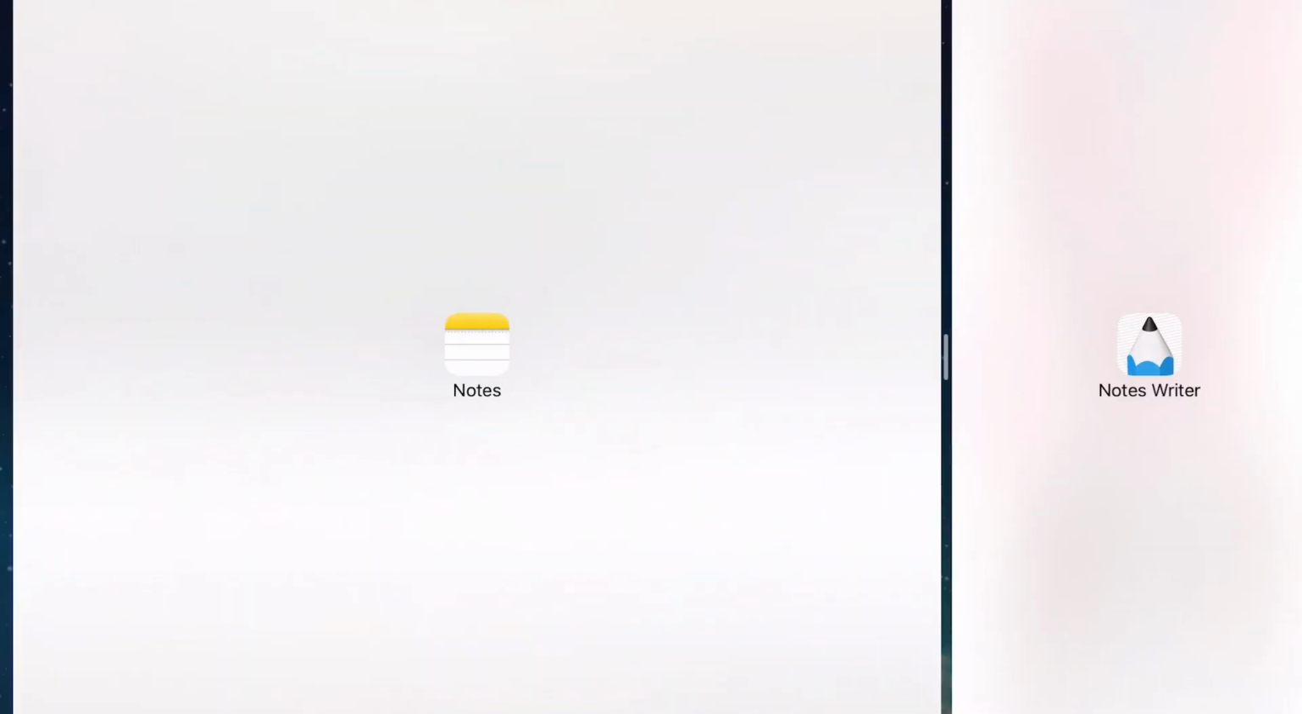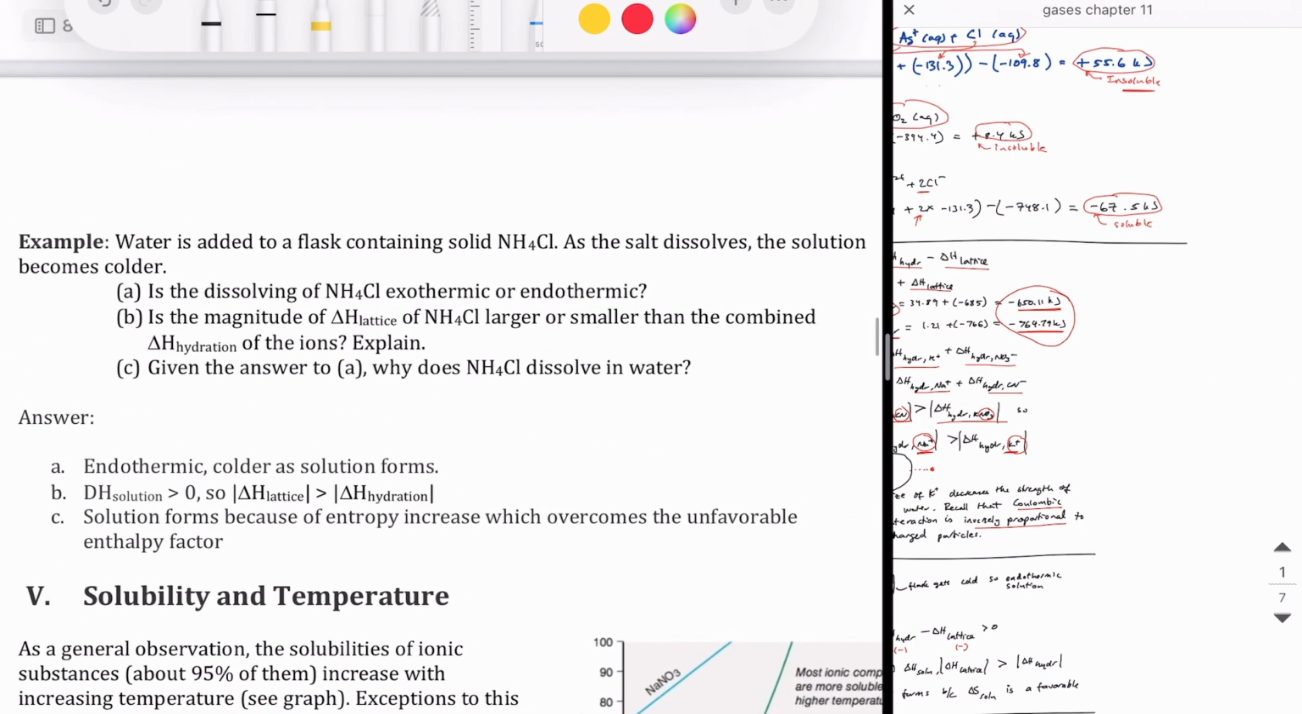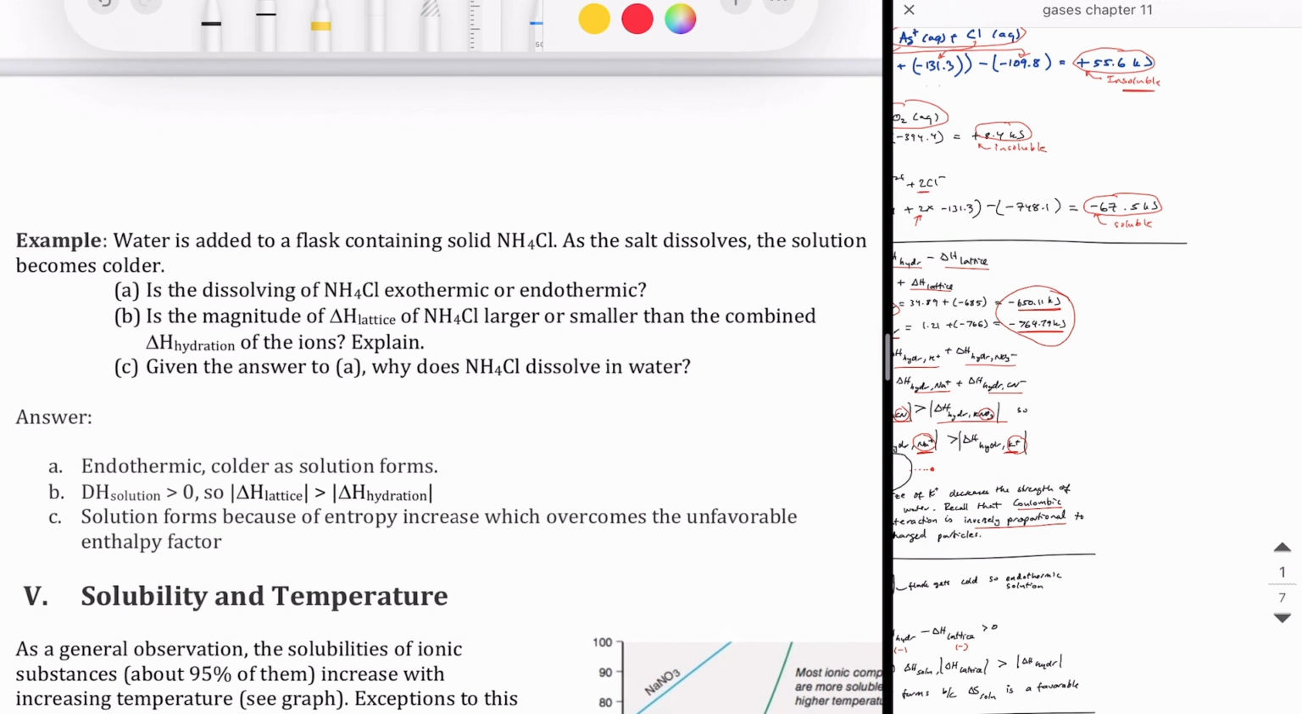Let's take a look at another example of thinking about hydration and exothermic and endothermic solution. Here it says water is added to a flask containing solid NH4Cl, ammonium chloride. The salt dissolves, and the solution becomes colder. First question: is the dissolving exothermic or endothermic? Well, because the solution becomes colder, it must be an endothermic solution. And then the second question is, is the magnitude of delta H of lattice of ammonium chloride larger or smaller than the combined delta H of hydration of the ions?